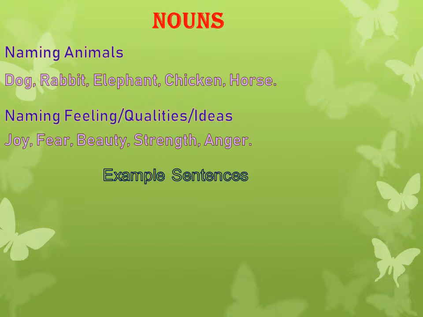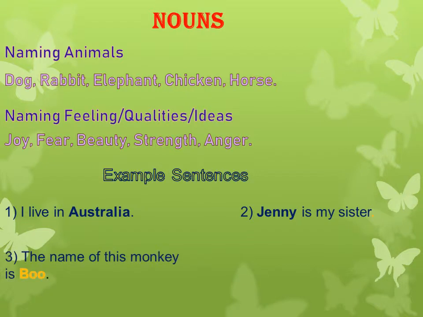Example sentences: 1. I live in Australia. 2. Jenny is my sister. 3. The name of this monkey is Boo. 4. Pacific Ocean is very vast.